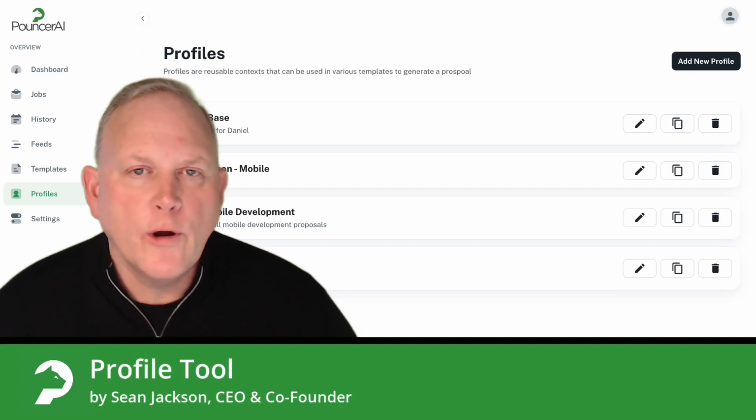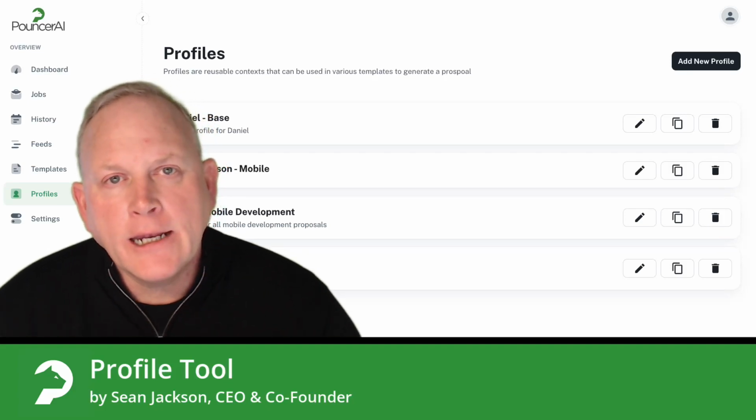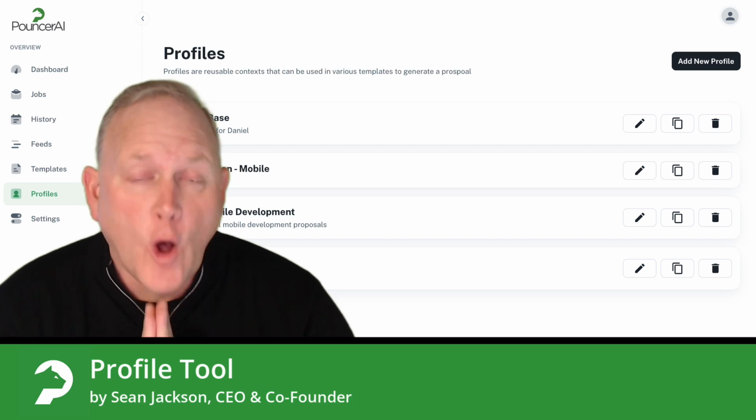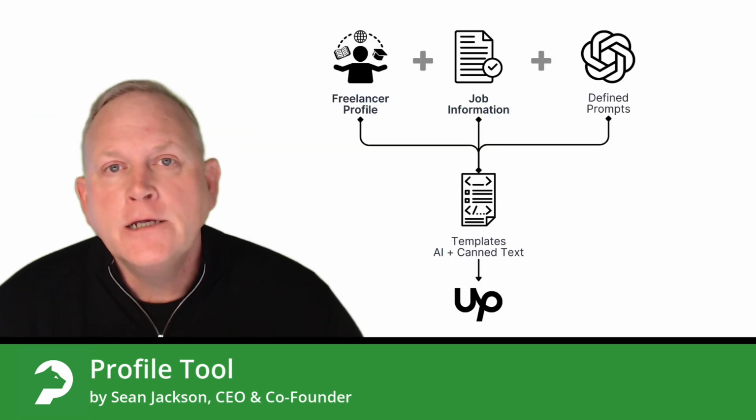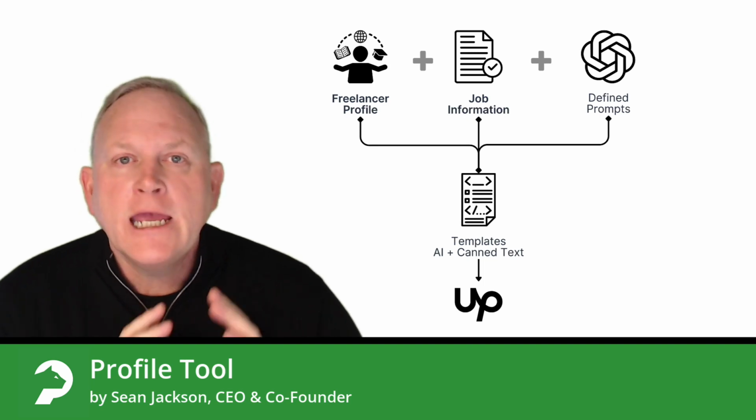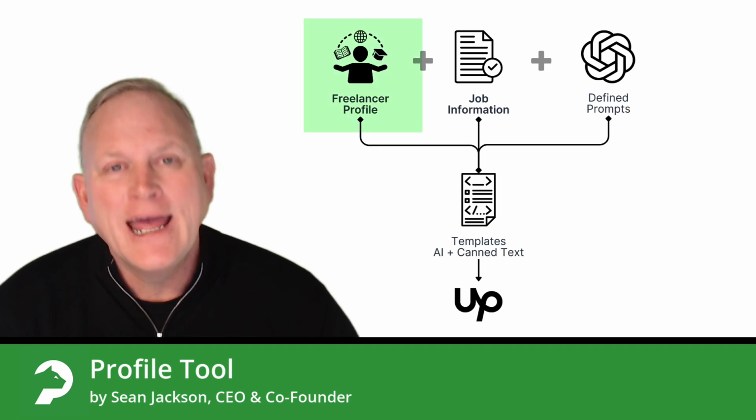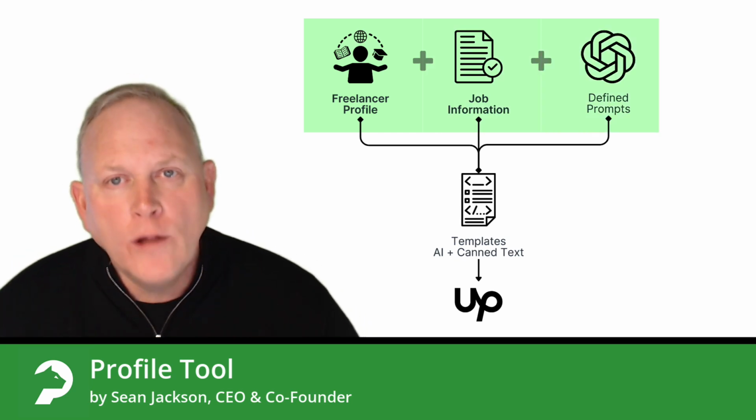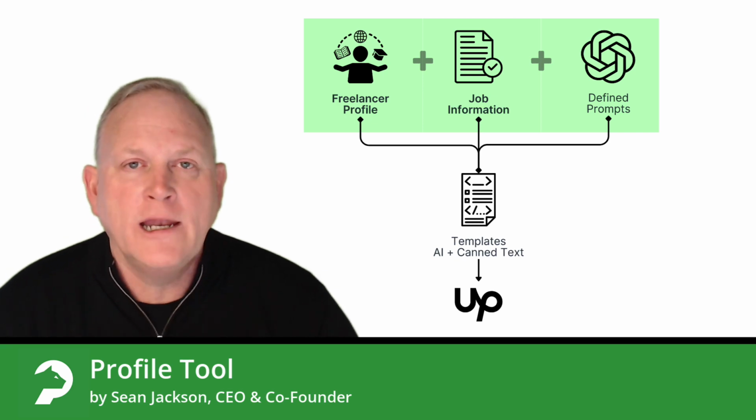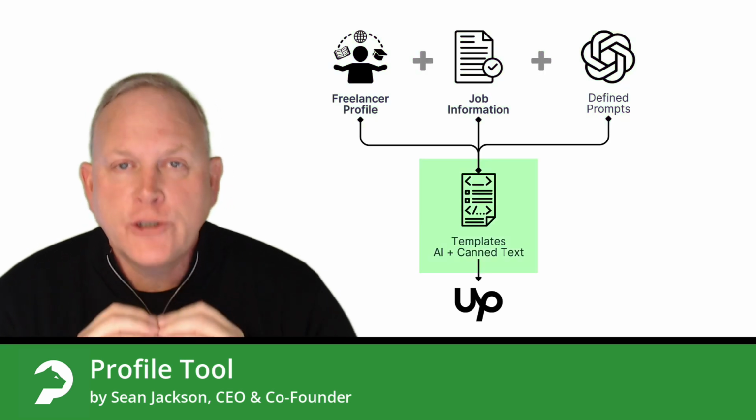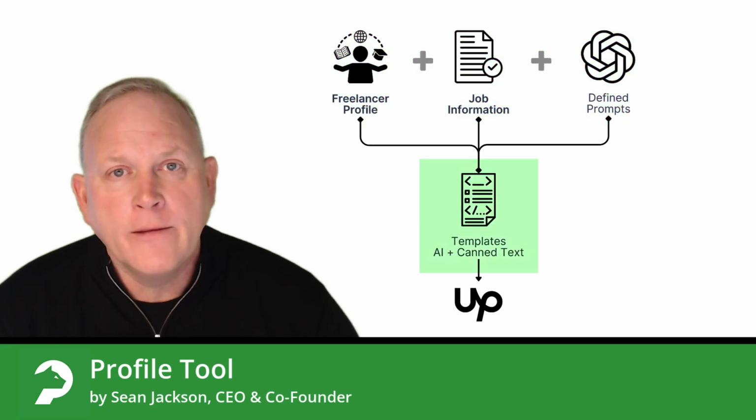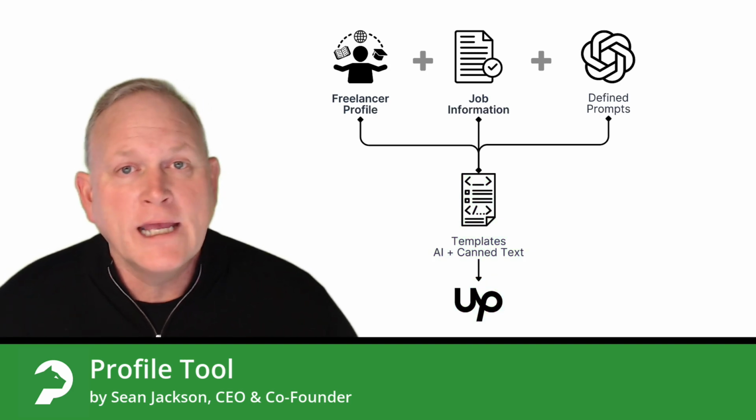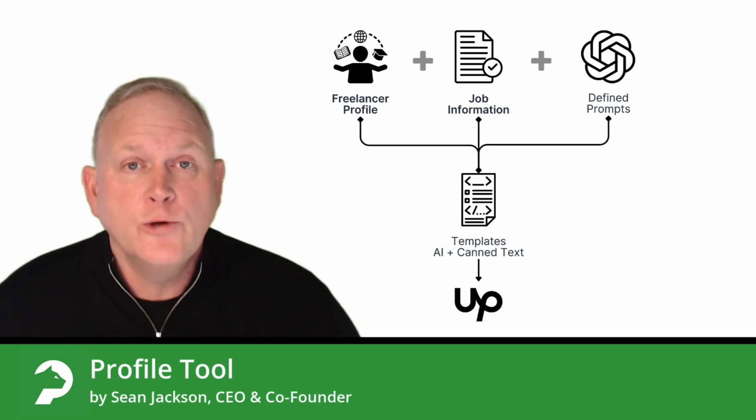So I want to walk you through the profile system that we've created and explain what it is used for and why it is so important to make sure you have all your profile information in there. The way that Pouncer works is we take your profile information and the job information and use OpenAI to take all of that information together so we can create templates that are specific to the jobs so that you can apply to them on Upwork. Obviously your profile is the most important because we're telling the AI, here is who this person is.